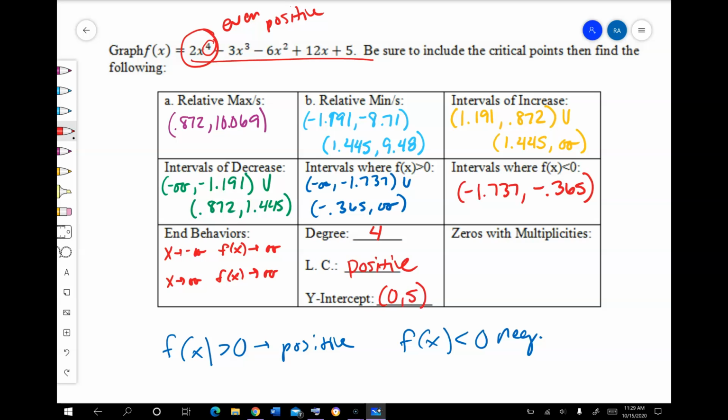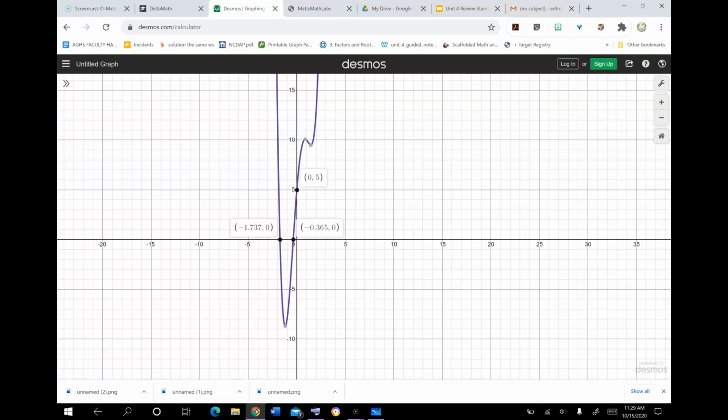Now we got to get the zeros with the multiplicities. Now, these are decimal zeros, and that's fine. So there's only 2 zeros here, okay? And they both are crossing, so they both have a multiplicity of 1. So when you cross, we got that multiplicity of 1 in this classroom.